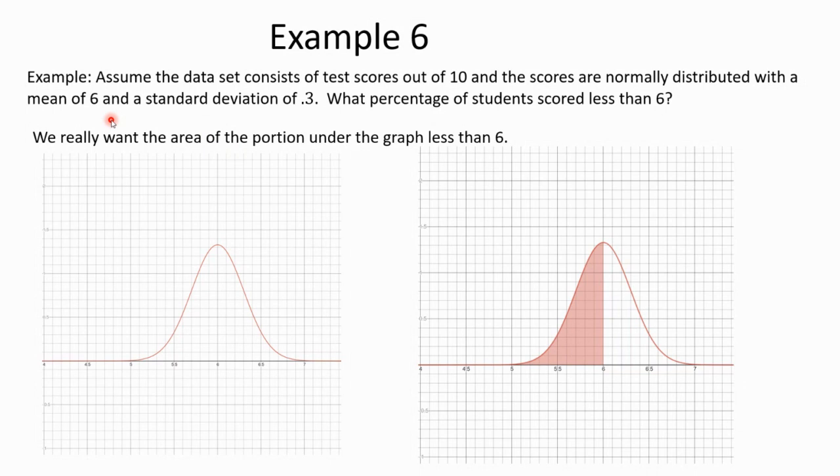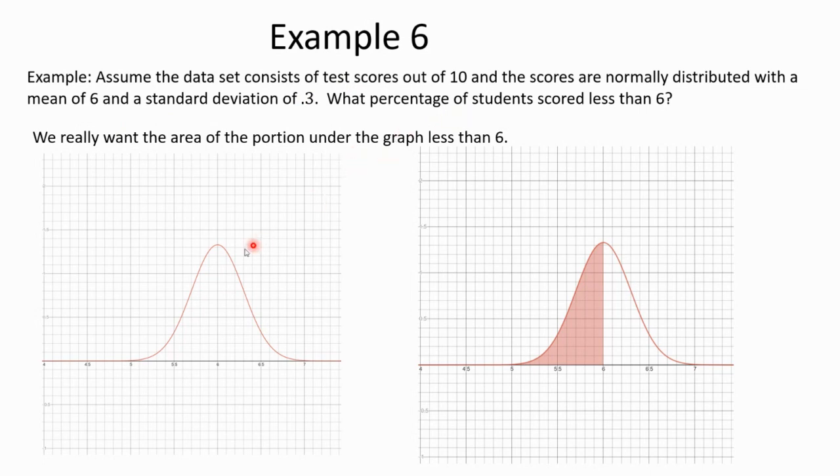We have a data set which turned out to be test scores. Each test score is out of 10. We have a mean of 6, standard deviation 0.3. We can ask, well, what percentage of the students scored less than a 6? I mean, again, this is not easy, right? Because we don't have all the data in front of us. But we do know that it's normally distributed, so we can go by that.